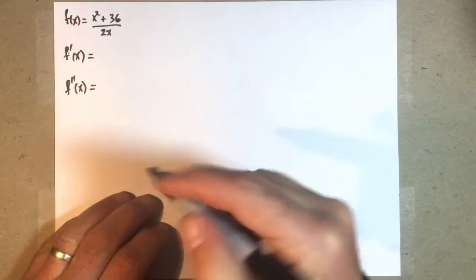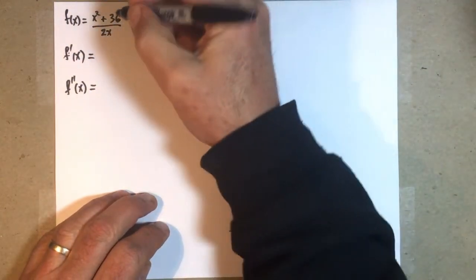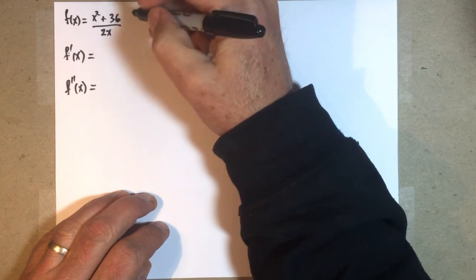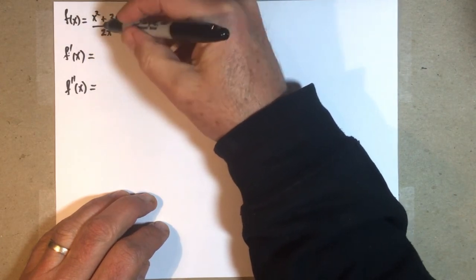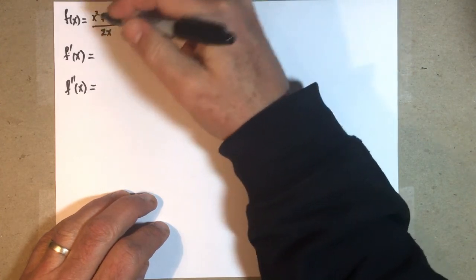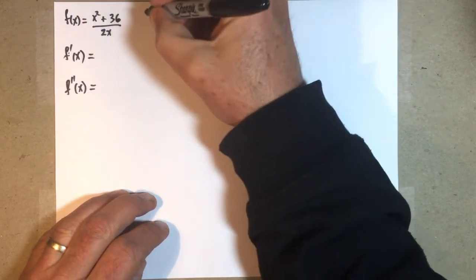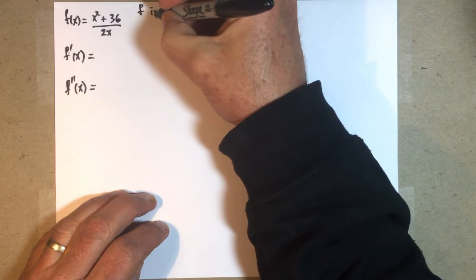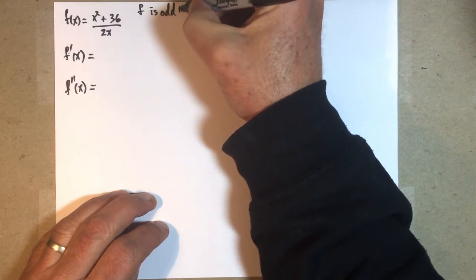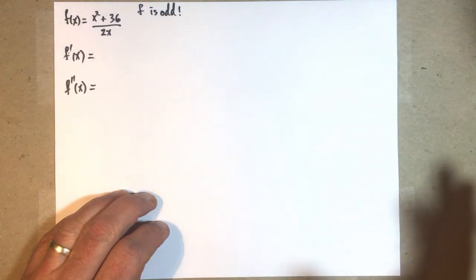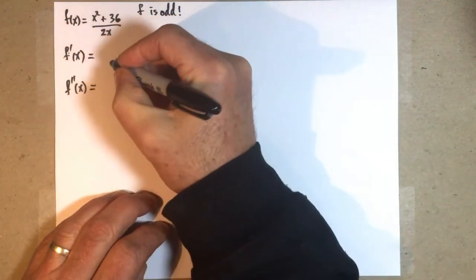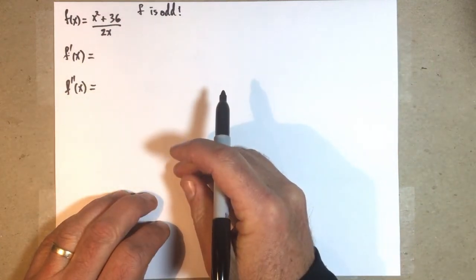Let's look at this rational function, x squared plus 36 over 2x. You'll notice that this is an odd function. If you plug in minus x, you'll get out a minus. The top is even and the bottom's odd. That makes the whole thing odd. So f is odd, and that will help us in the shape of our graph. We can check that the right-hand side flipped upside down becomes the left-hand side. Let's do the derivatives by the quotient rule.